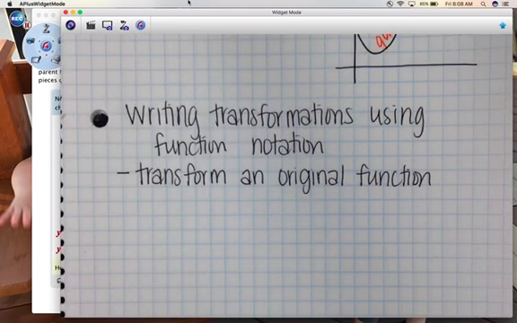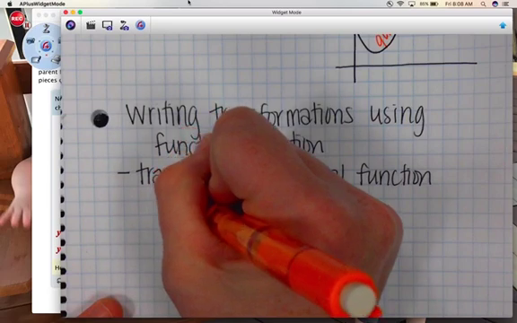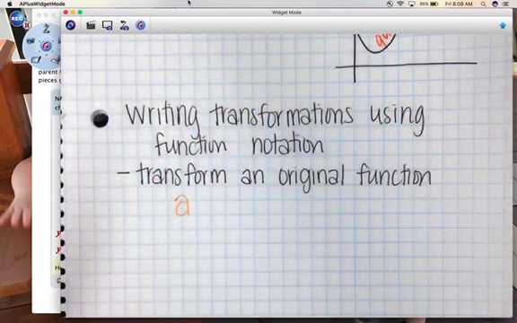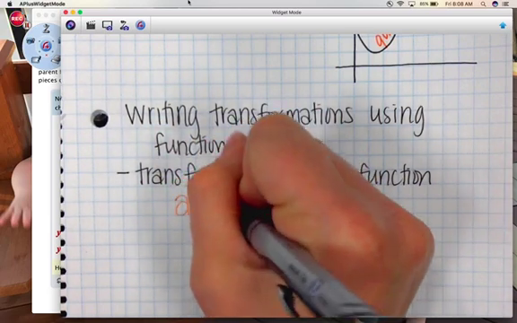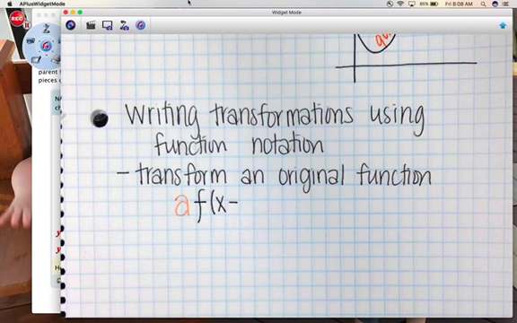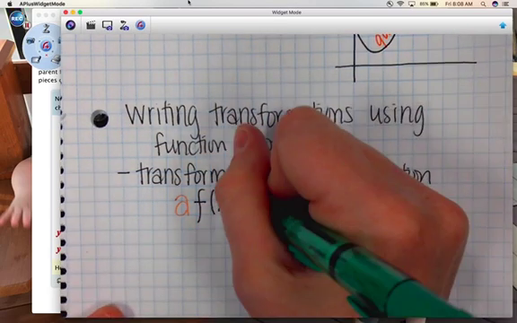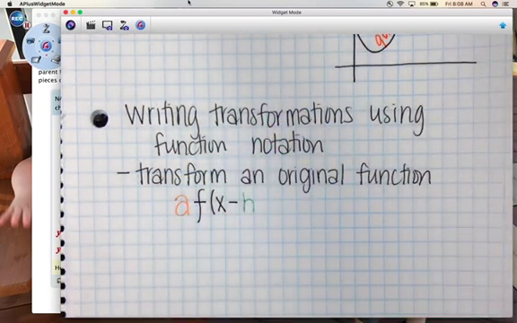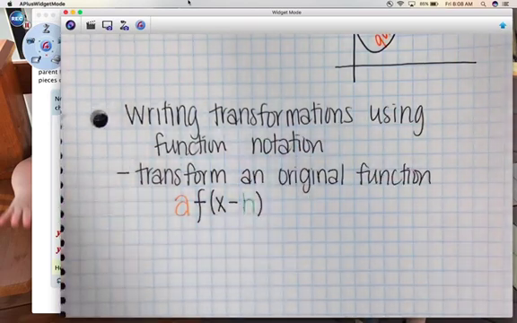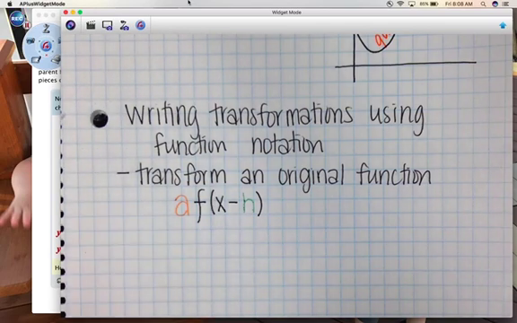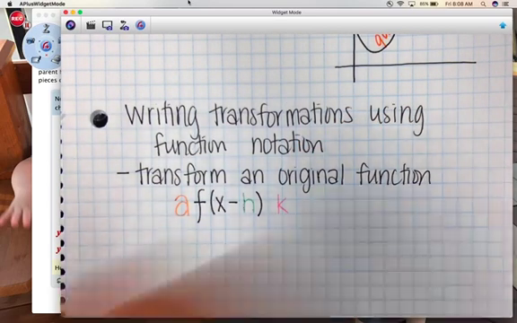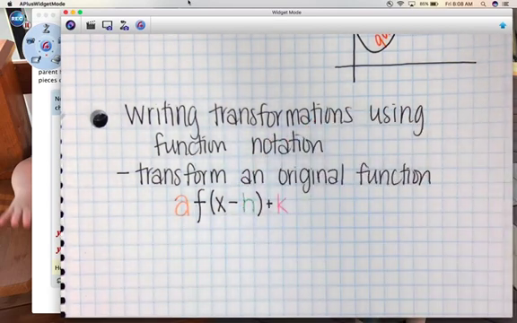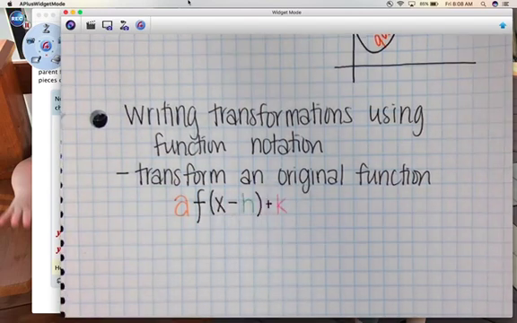So we still have the a out front. The only difference is it's f of x minus h and then plus k. Notice there's no squared because it's not talking about a specific function. So it's not talking about a quadratic. It's talking about whatever the original function was, you just need to transform that original function.